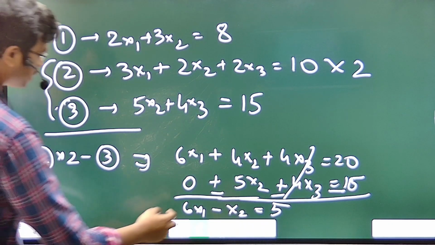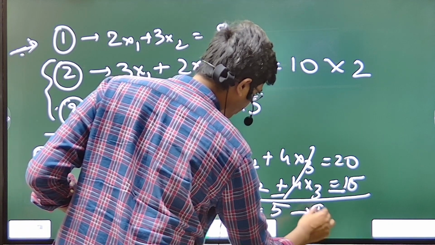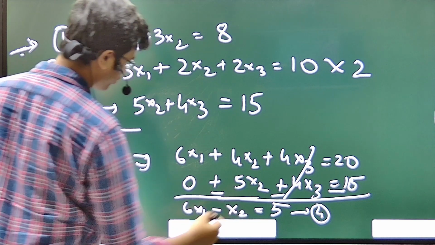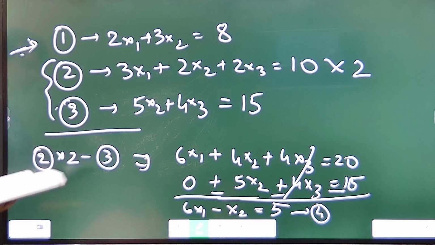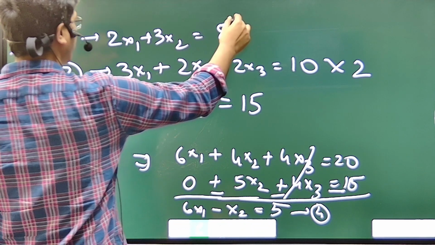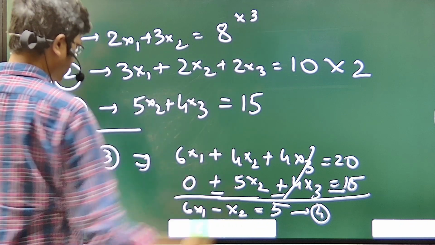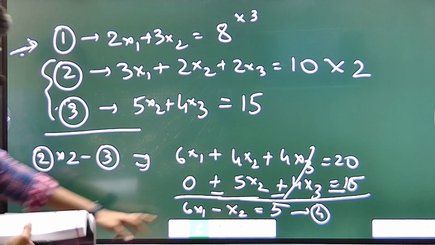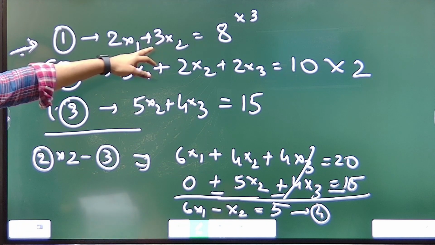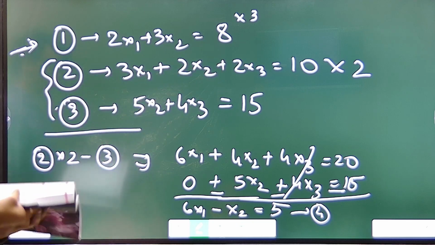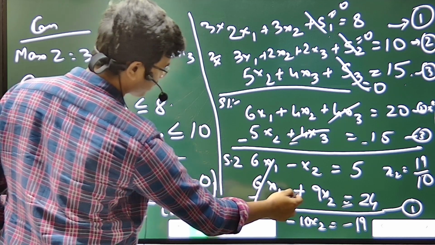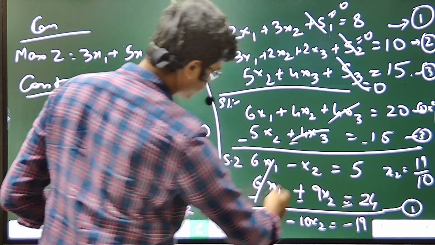Now, let us call this equation number 4. In equation number 4 and equation number 1, I have x1, x2, x1, x2. So I can solve these two equations. Here I was thinking of eliminating x1, so I have multiplied this equation by 3. So I have 6x1 minus x2 equal to 5 and 6x1 plus 9x2 equal to 24. And then I have solved for x2.